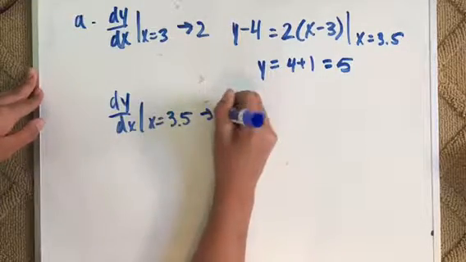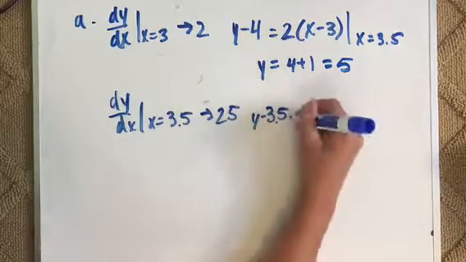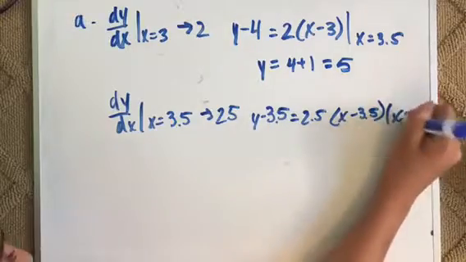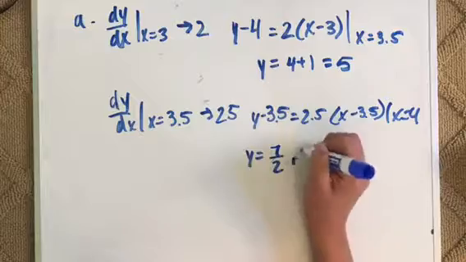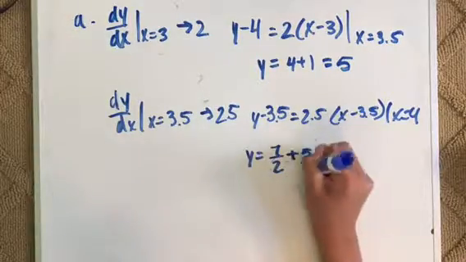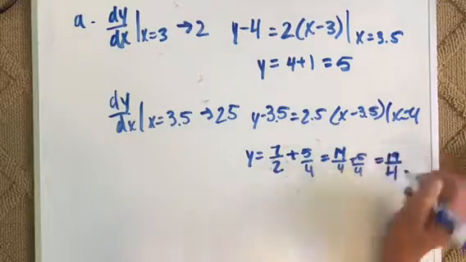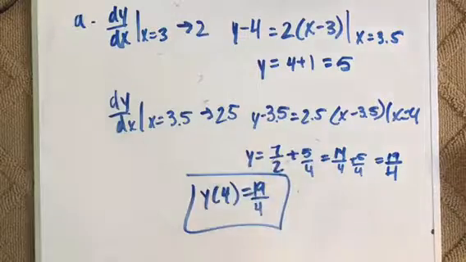Our answer should be y equals 5, and then the second step we do is dy dx, plugging in x equals 3.5. If we plug that into our point slope form, we should get y minus 5 equals 2.5 times x minus 3.5, and plug in x equals 4. Our answer should be y of 4 equals 19 over 4.